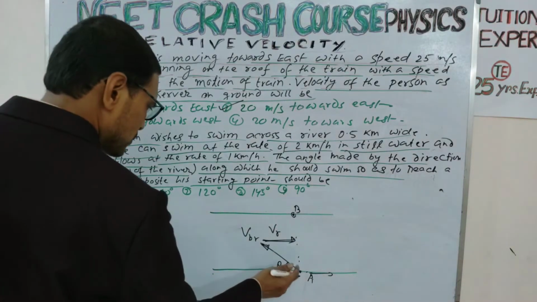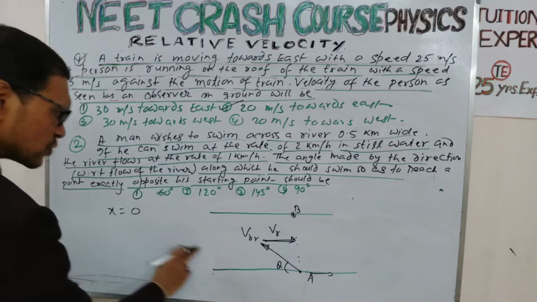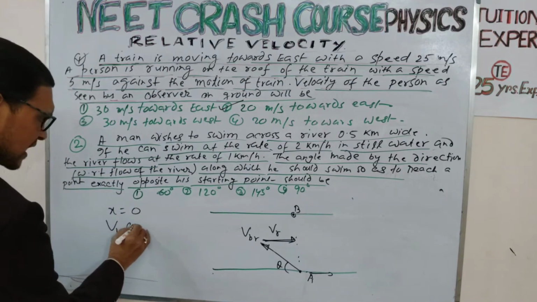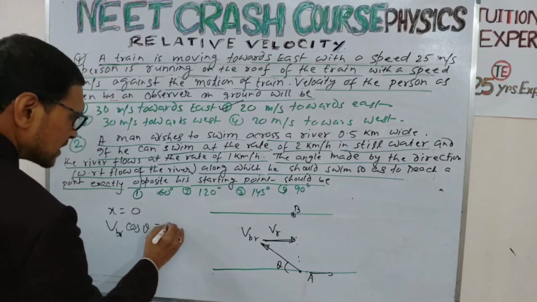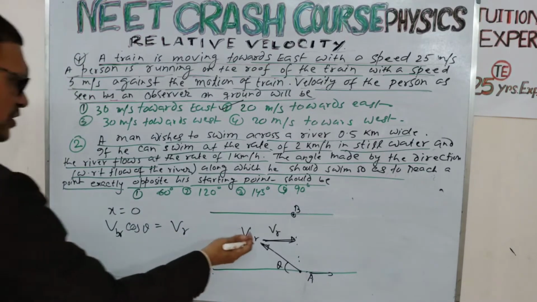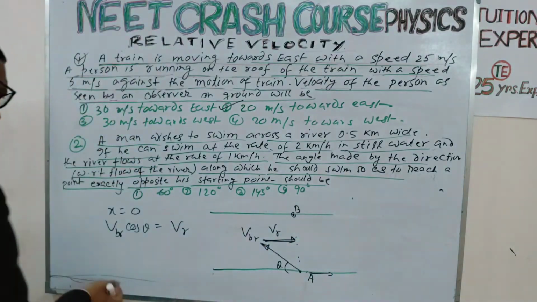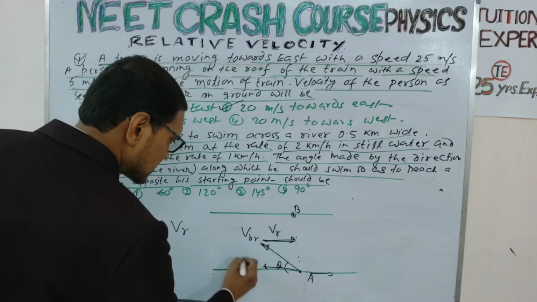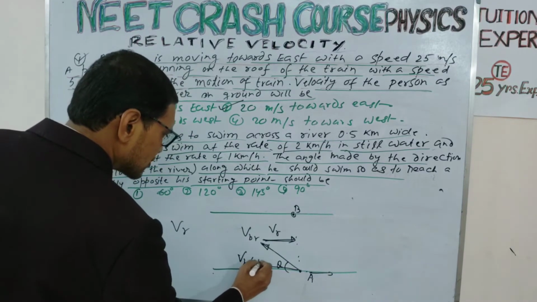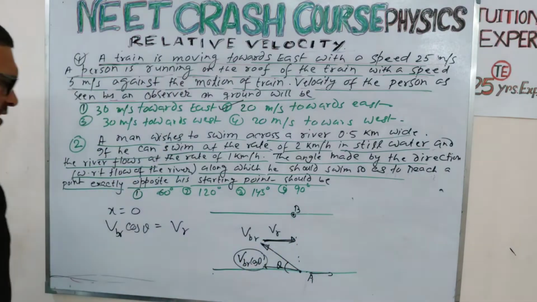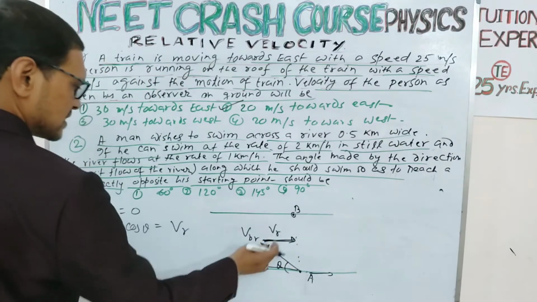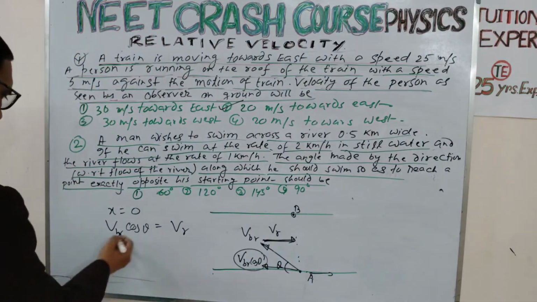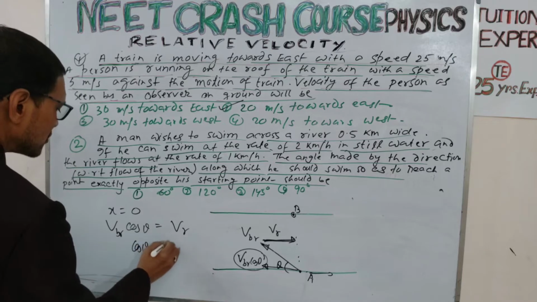Now for the drift to be 0, we have VBR cos theta equal to VR. If x equals 0, then the velocity along this direction will be 0. This direction velocity is VBR cos theta, so this and this will be equal, such that the velocity along the x direction equals 0. From this we get cos theta equal to VR by VBR.